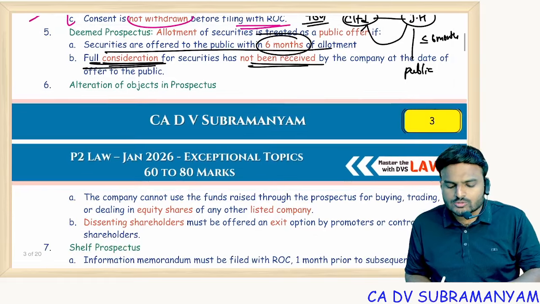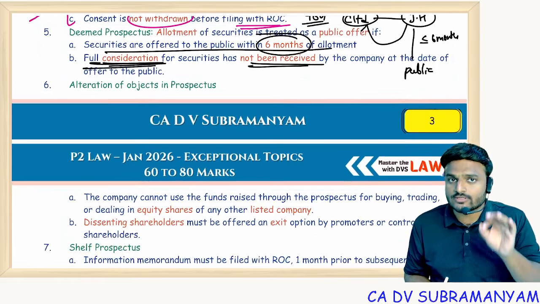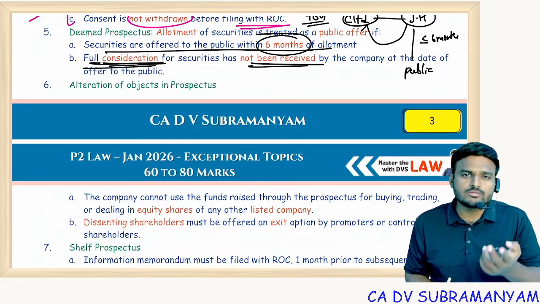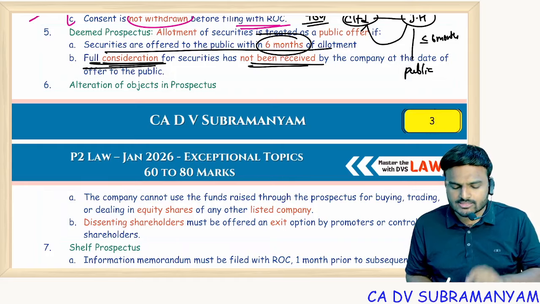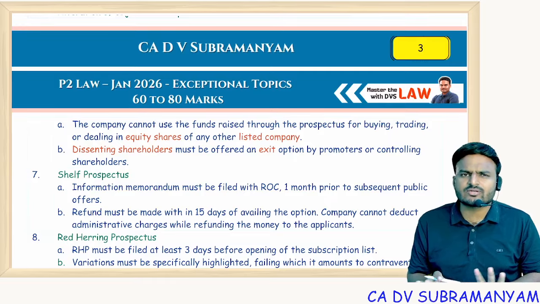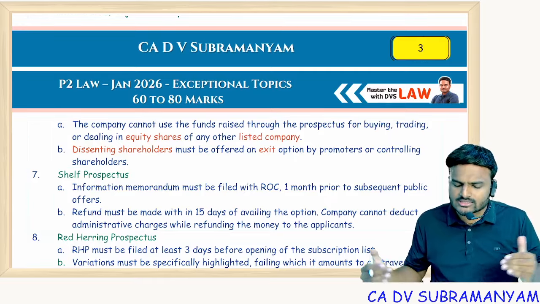Okay. Who signs the deemed prospectus? The issue house. If the issue house is a firm, at least half of the partners. If the issue house is a company, 2 directors must sign the deemed prospectus. Alteration of objects in the prospectus, expected question, because so far this point was not tested in the examination.